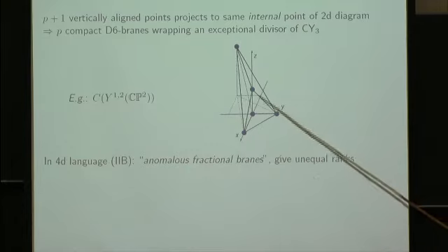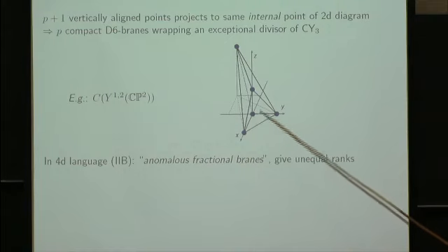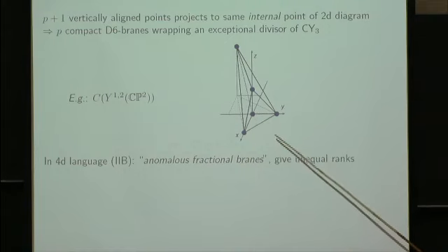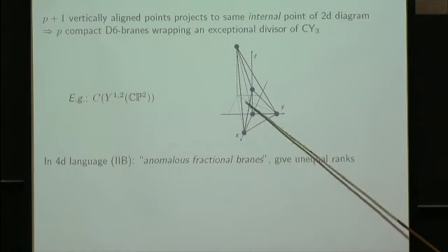And here we have some vertical aligned points. They project to an internal point of the two-dimensional toric diagram. Again, the two-dimensional toric diagram is this triangle here. And so they give rise to some D6 brane, in this case just one, which is wrapping a compact exceptional divisor of the Calabi-Yau 3. In this example, the Calabi-Yau 3 is C3 mod Z3, and so the four-cycle is the CP2, which can be resolved in the geometry.